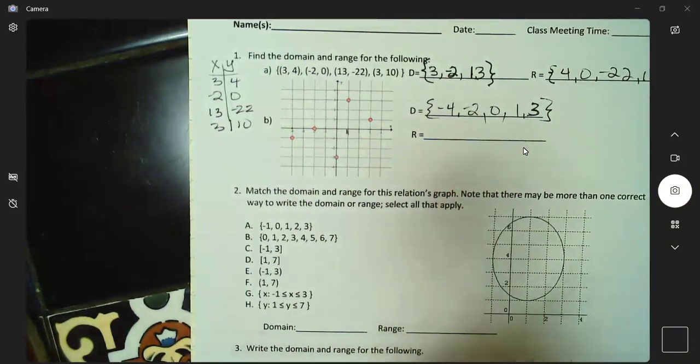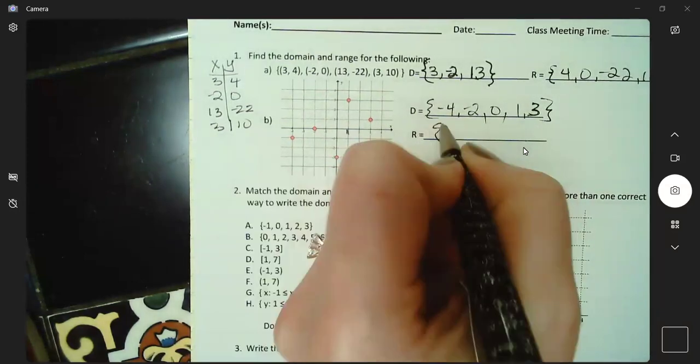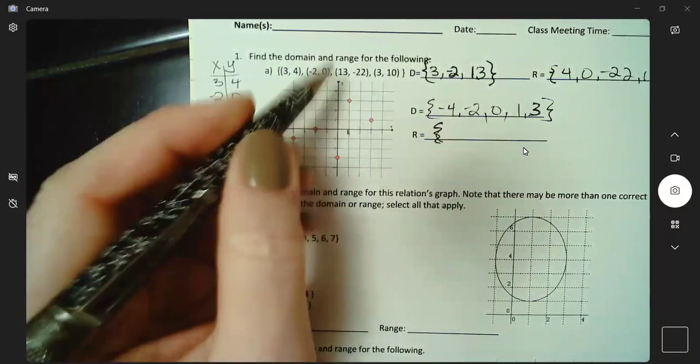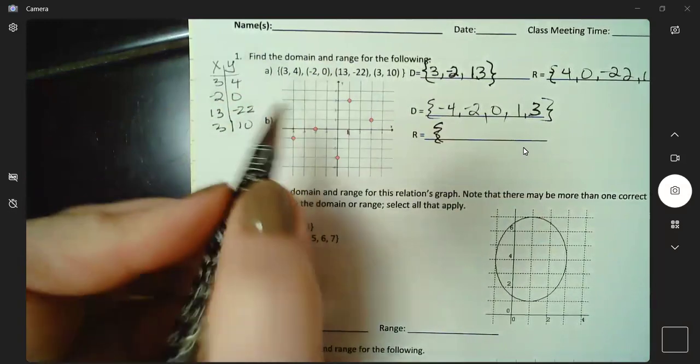So there we go. The range, same thing. My bracket a little better. We have to read off the Y values. And again, it doesn't matter if you go from the bottom to the top or left to right.